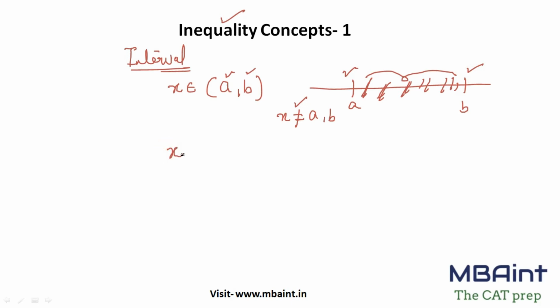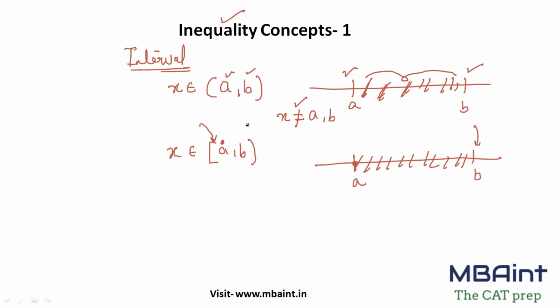If there is something like this, x belongs to this square bracket a comma b. अब इसका क्या मतलब है? Now if I have this, it's the same number line, so इसमें क्या होगा? A और B के बीच में now A will be included. Since this bracket is there, this says that this A is included in the boundary. So A is included plus all the values between A and B, and again B won't be included since I have this bracket here. So you need to identify the bracket.